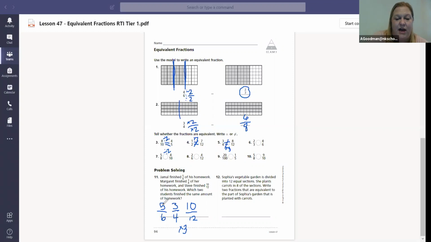Let's go to these 2. Can 5 be divided by anything to make 3? No. So that's going to be too hard. Let's go here for this one to this one. 5 times 2 is 10, and 6 times 2 is 12. So this one and this one are equal, which means which 2 students finished the same amount of work? So we actually have to write their names. So who did 5/6? Jamal and Steve. Right? Perfect. All right, you do the other one.